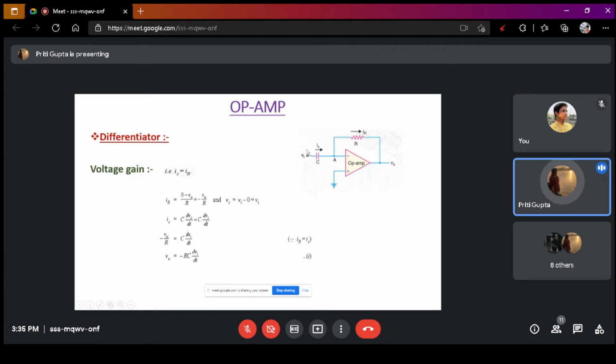And what is the value of IC? Same. IC equals to, at first let us find out the voltage. Voltage equals to VI minus 0. Voltage across this capacitor, VI minus 0. So it is coming VI. So IC equals to C into dVC by dt, or C into dVI by dt. Okay, now we will equate these two and we will get V0 equals to minus of RC dVI by dt. That's it. This is the output voltage. Minus of RC dVI by dt.